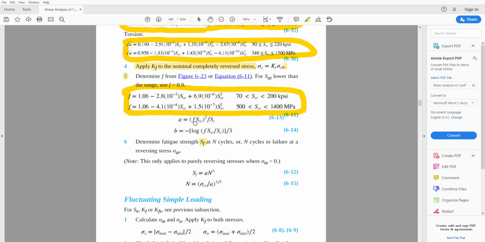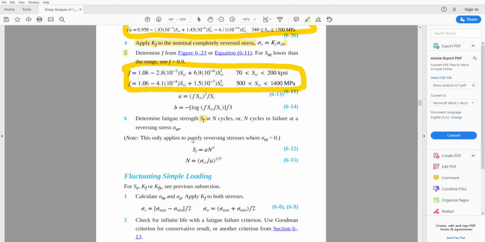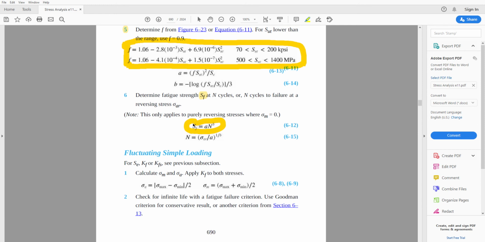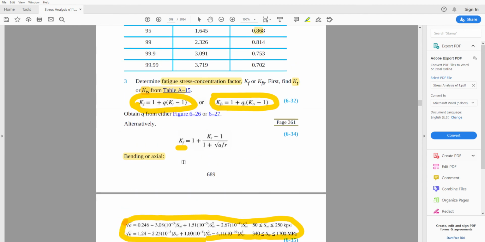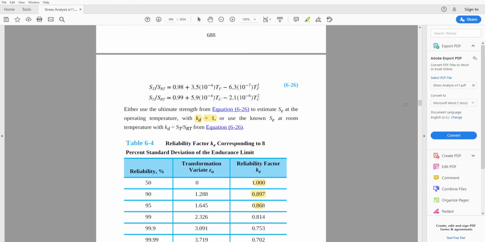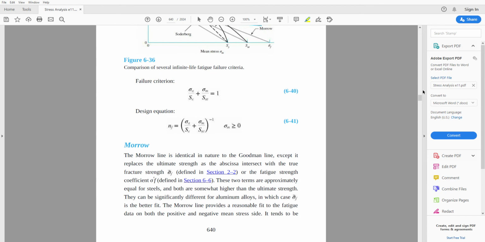This is Se. You find a, same thing, you find b, then you come down to this equation and you plug in a and b, and if you're given the number of cycles to failure, you can find the fatigue strength. Sometimes the problem will ask you to find the number of cycles to failure. It's the same thing, use this formula to find the number of cycles to failure. Right, and that's basically it for a completely reversing load.